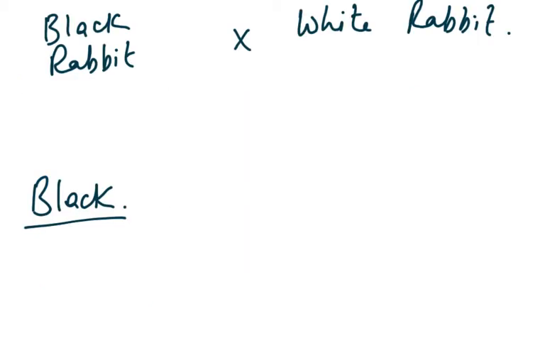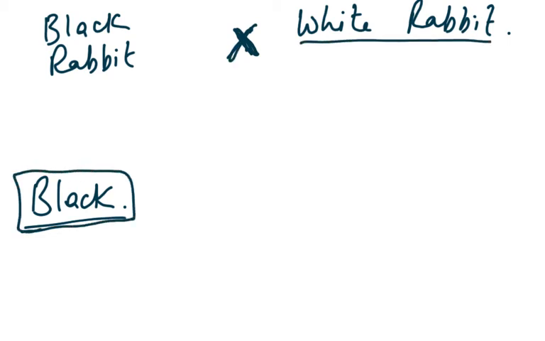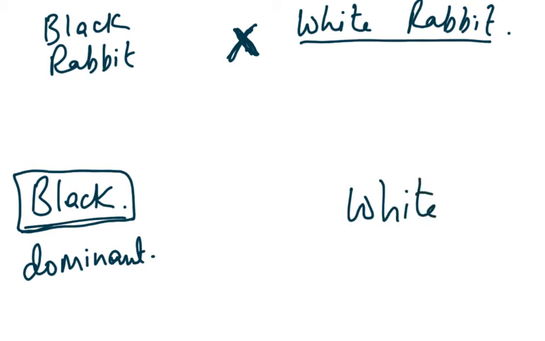Now if I say in a question, a black rabbit is crossed with a white rabbit and all the offspring are black, this gives you the clue: black is dominant. But if I had said black is crossed with white and all the offspring are white, then it would mean white is dominant.